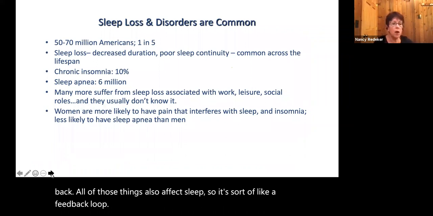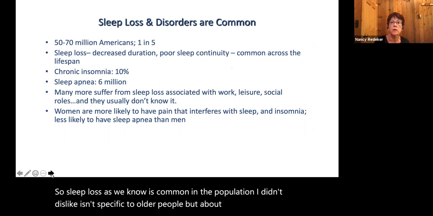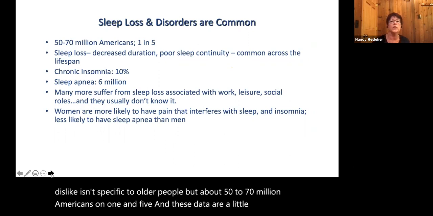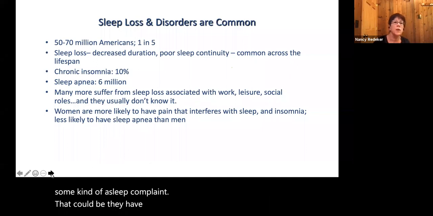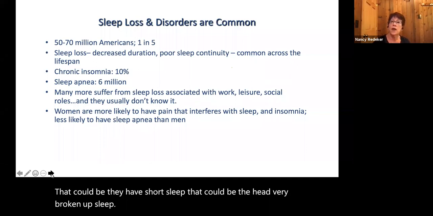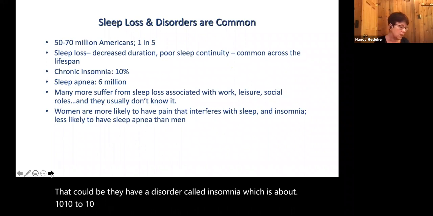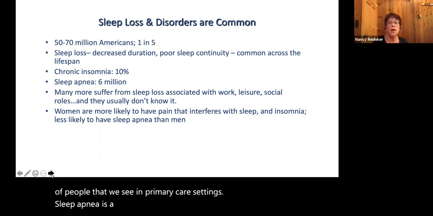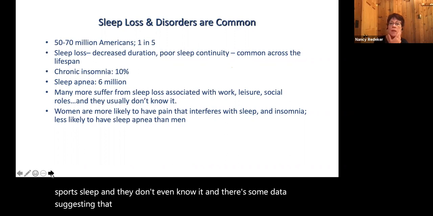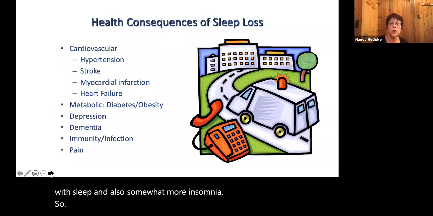So sleep loss, as we know, is common in the population. This slide isn't specific to older people, but about 50 to 70 million Americans, or 1 in 5, suffer from some kind of a sleep complaint. These data are a little bit old, and if anything, it's gotten worse in the last couple of years. That could be short sleep, or very broken up sleep. That could mean they have a disorder called insomnia, which is about 10% in the general population, but as many as 30% of people that we see in primary care settings. Sleep apnea is a large problem, and many people suffer from poor sleep and they don't even know it. And there's some data suggesting that women are more likely to have pain that interferes with sleep and also somewhat more insomnia.